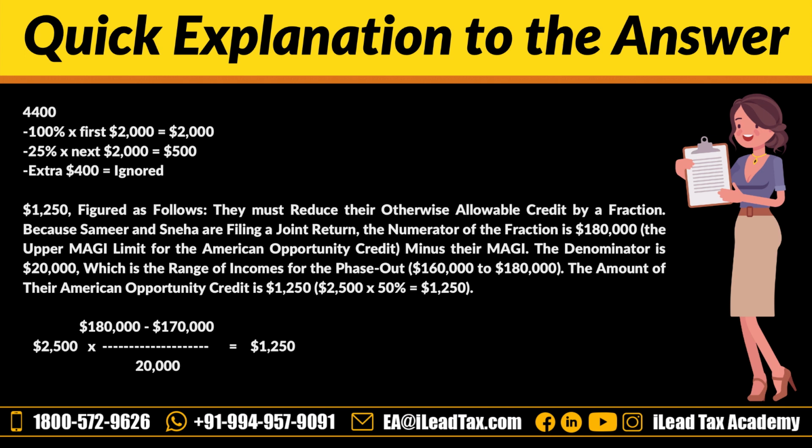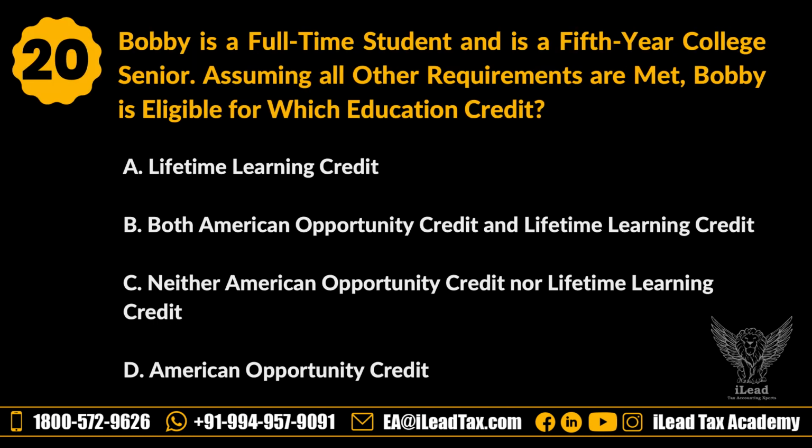Let's go to the next question. Bobby is a full-time student and is a fifth year college senior. Assuming all other requirements are met, Bobby is eligible for which education credit? A, lifetime learning credit. B, both American Opportunity Credit and lifetime learning credit. C, neither American Opportunity Credit nor lifetime learning credit. D, American Opportunity Credit. Let's see what is the answer.